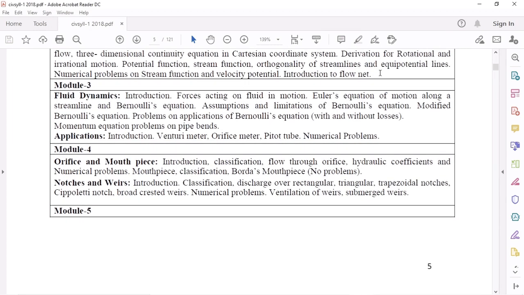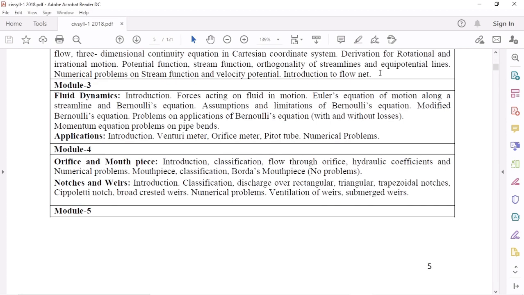So introduction, forces acting on fluid in motion, Euler's equation, Euler's and Bernoulli's equation we'll learn in the third module. And the assumptions, limitations and applications of these equations we will learn.